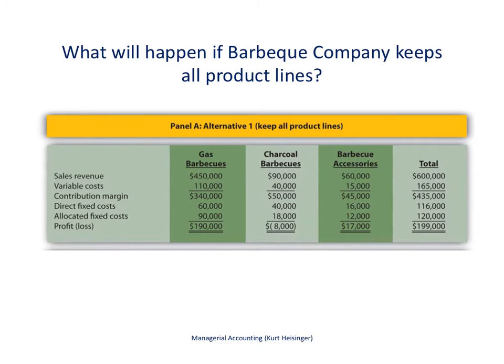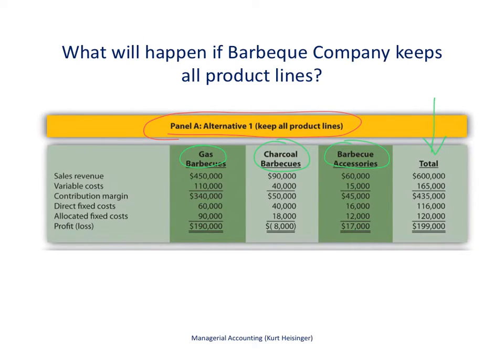The information that you see here is related to alternative 1, and alternative 1 is simply to keep all product lines, to keep the gas barbecues, to keep the charcoal barbecues, and to keep the barbecue accessories. The total then is really what we're going to focus on, because we're going to compare this to what will happen if we drop the charcoal barbecue product line. We'll compare the total columns for that alternative with this alternative in a couple slides and determine which approach to take.